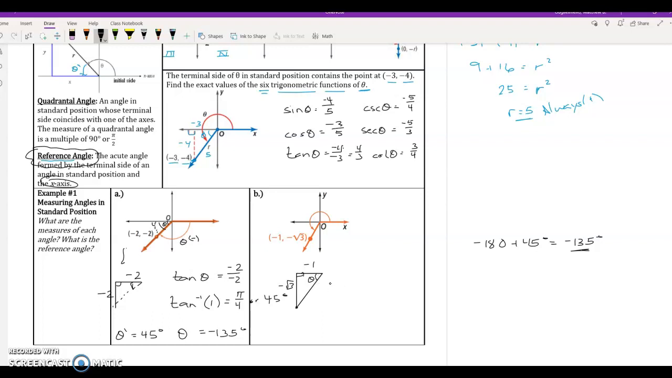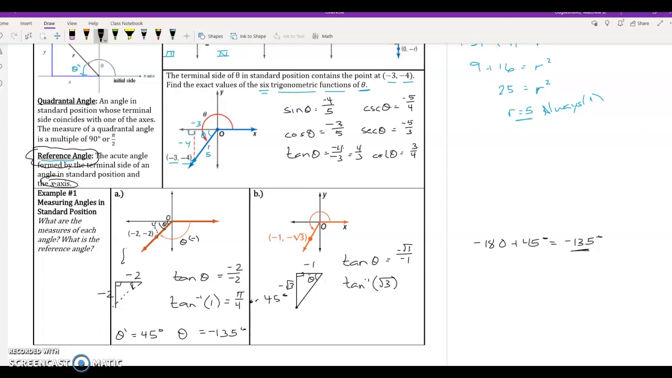So now to figure out what the angle measure of the reference angle is, I either have to remember my special triangles or set up a trig ratio. So again, if you want to use tangent, you'd say that the tangent is the opposite side, negative square root of 3, over negative 1, and then you would do the inverse tangent of that. Okay, so that's just the positive square root of 3.